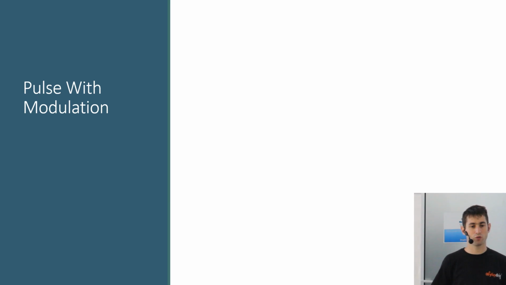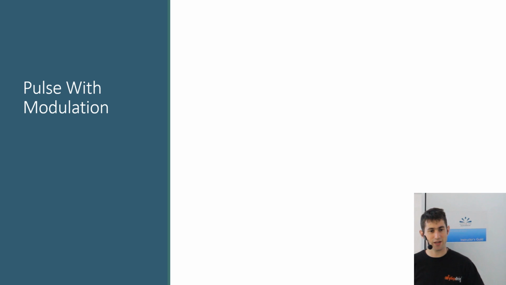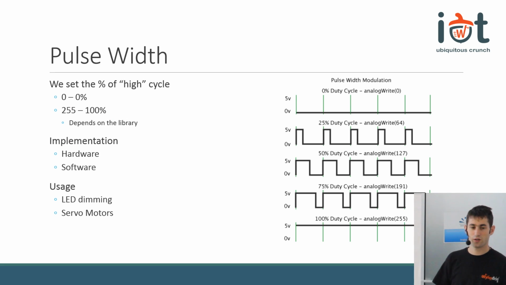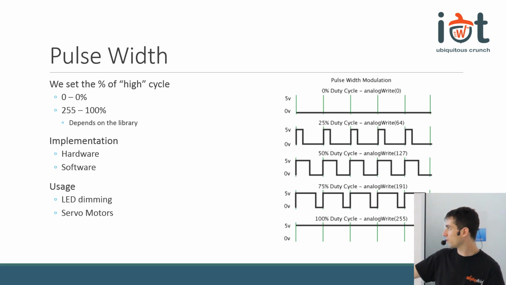PWM, or pulse width modulation. It's very, very important to understand that this is not an analog signal. Most of the programming libraries describe PWM as analog output, which is somehow wrong. PWM, pulse width modulation, is generating signals like this. So basically, pins that are capable of PWM are capable of generating square periodic signals. Signals like these ones over here.